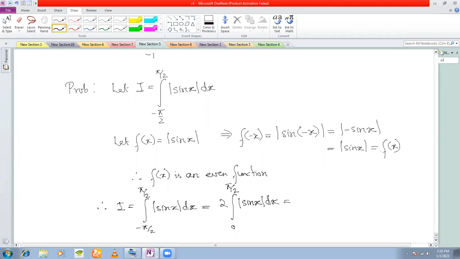Now see, from 0 to pi by 2, all trigonometric functions between 0 and pi by 2 are positive. So whether I take the mod or not, it is the same thing. That means I can remove the mod here because the limits are 0 to pi by 2. In this quadrant, all the trigonometric functions are positive. Understood? Even if the limit was 0 to pi, would we be able to remove the mod?